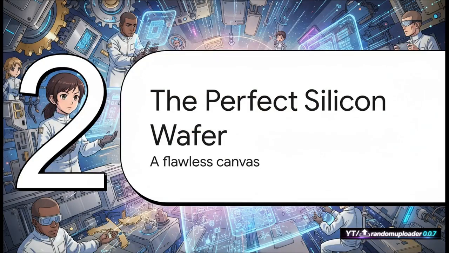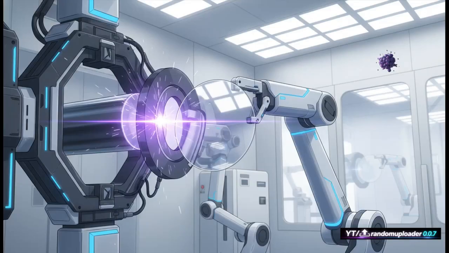So now that we have our perfect crystal, the next step is to get it ready. We need to create a totally flawless canvas for all the microscopic circuits we're about to build on top of it. That giant ingot is sliced with incredible precision into these thin discs we call wafers. Each one is less than a millimeter thick, and it's polished to an absolutely perfect, mirror-like finish, totally free of any junk or contaminants. This perfect surface is so important, because we're about to work on a scale where a single speck of dust would look like a giant boulder.